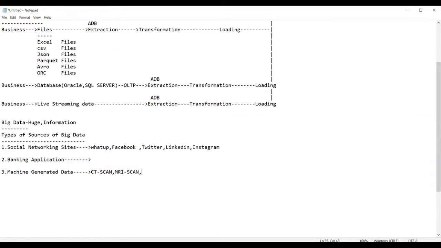And even ECG machines. These are all machines which generate some data. Am I right, everyone? This kind of data is also considered big data, a massive amount. The CT scan machine generates a very massive amount of data. That is called machine generated data. Any machine which generates data produces machine generated data. That's it.